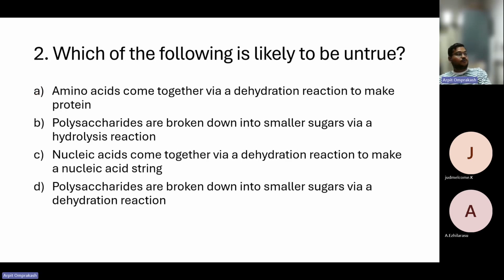The second question is, which of the following is likely to be untrue? Amino acids come together via a dehydration reaction to make protein. Polysaccharides are broken down into smaller sugars by a hydrolysis reaction. Nucleic acids come together via a dehydration reaction to make a nucleic acid string. Polysaccharides are broken down into smaller sugars via a dehydration reaction.